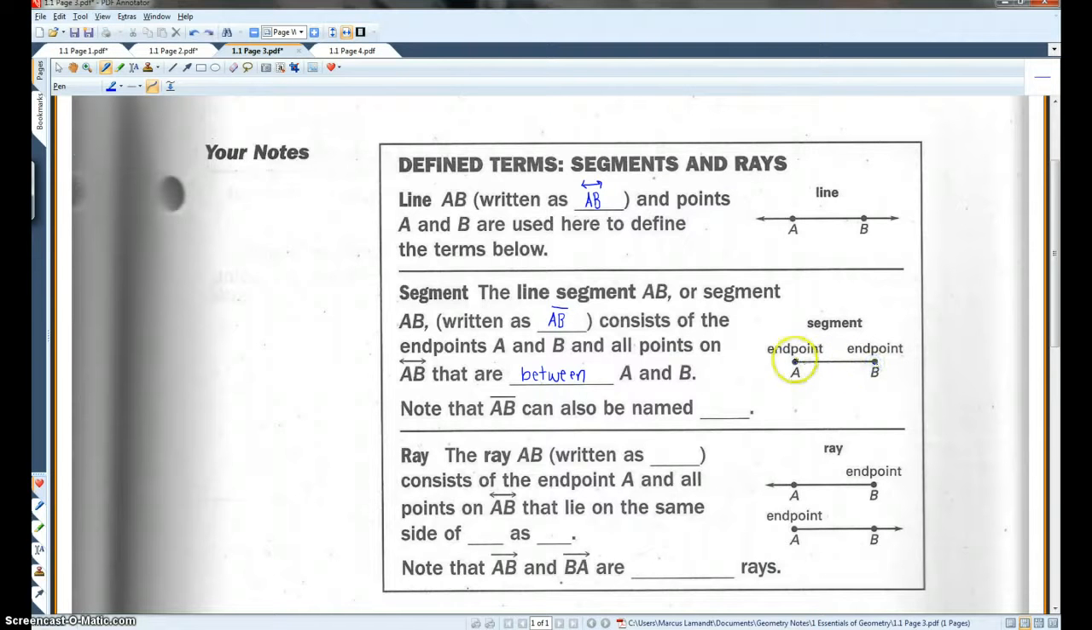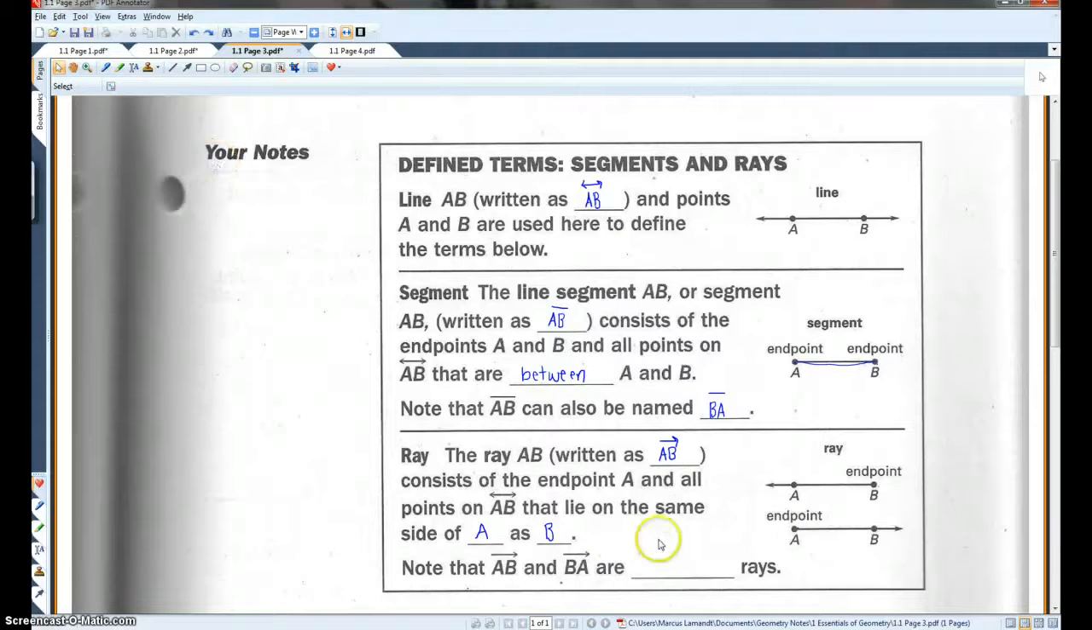A little better. Everything in between represents this segment. Okay? Segment AB can also be named BA. Ray AB, written like this, consists of the endpoint A and all the points on AB that lie on the same side of A as B. Okay, so basically from here on and on forever in this direction, or in this case from here on and on forever in this direction.